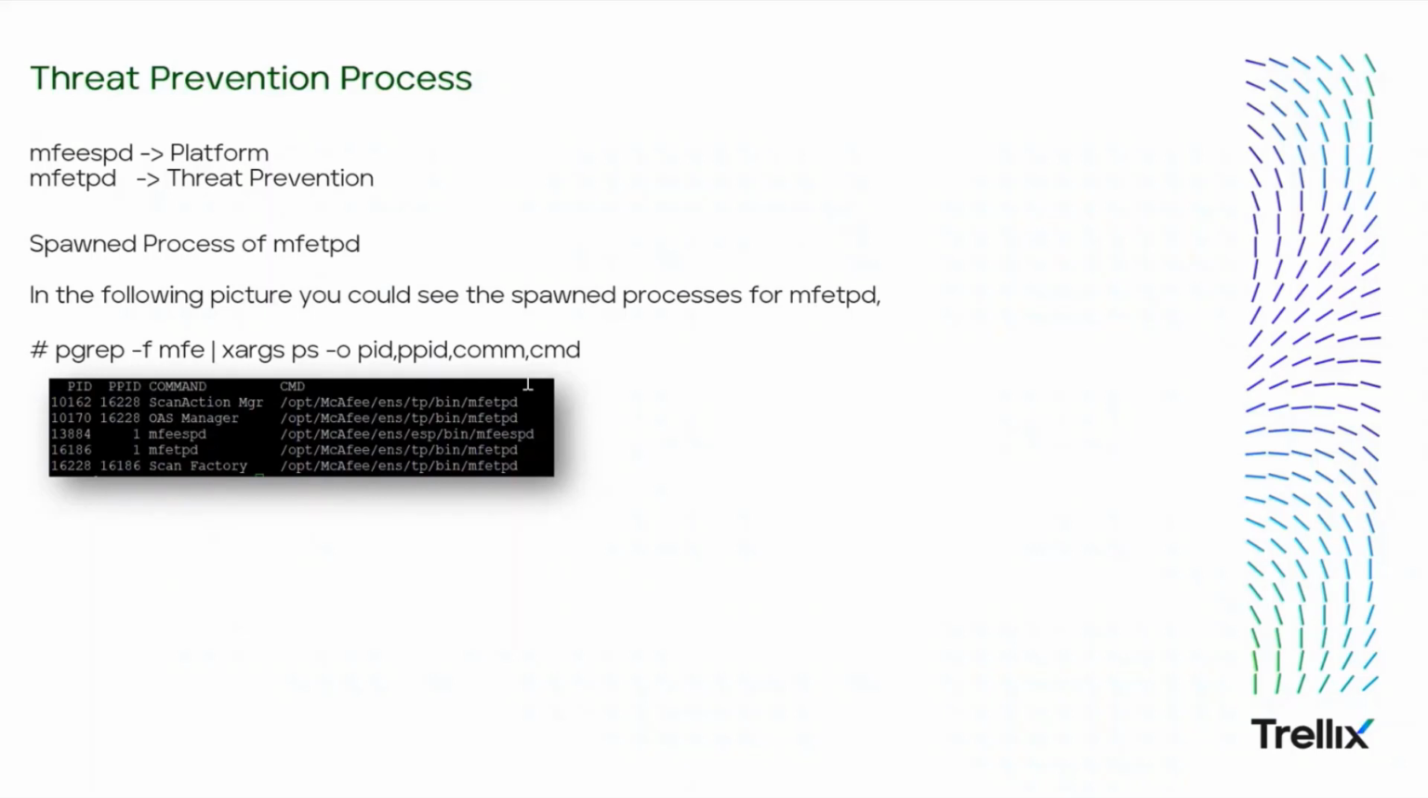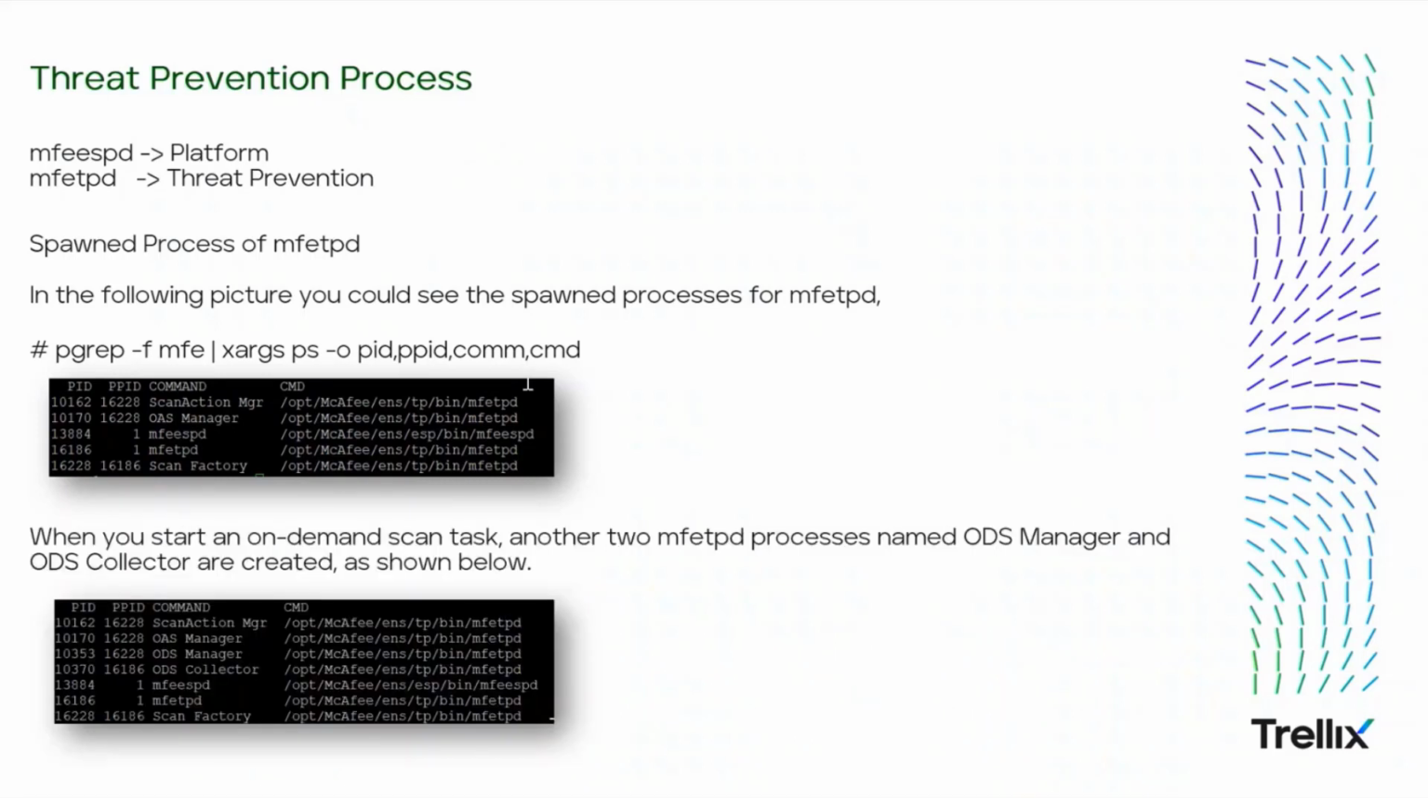As shown in the picture, you could see on-access scan manager, scan factory, and scan action manager. If you turn off the on-access scan component, you could immediately notice these processes getting shut down. We have 2 more processes which will be spawned again from MFE TPD when an on-demand scan task becomes active in the machine. The processes that belong to the on-demand scan are ODS Manager and ODS Collector. Eventually, these two processes will also get shut down upon completion or termination of the task.